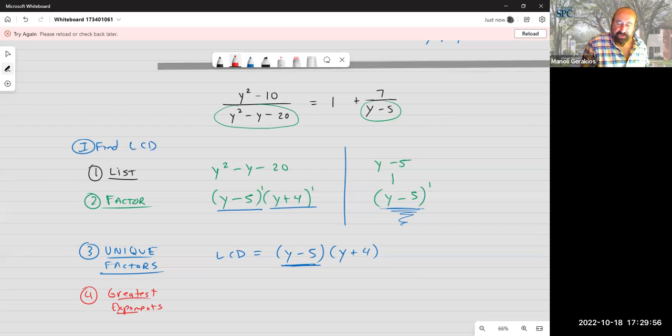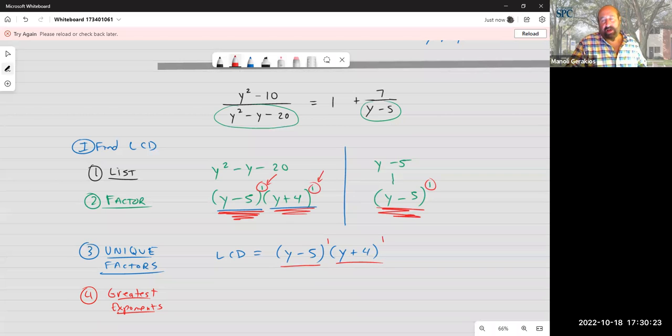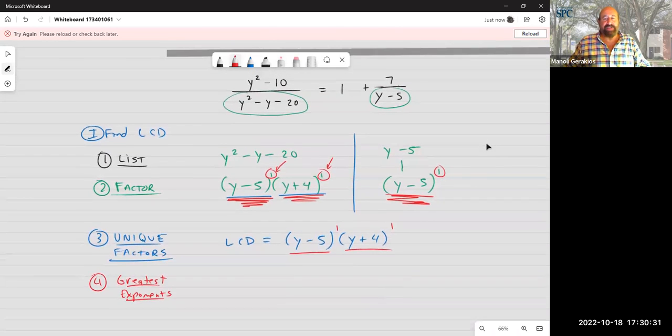But here's a shortcut. All we ever saw were ones. I never saw any exponent bigger than 1 in this problem. You can automatically throw 1 on everything. But if I held to the process on y minus 5, I see y minus 5 in both denominators, but they're both raised to the first power. It doesn't matter which one I grab it from. Y plus 4 only appears in this one denominator, only to the first power. I just never saw an exponent greater than 1. So you can throw 1s on everything. I'm sure you are probably thinking about that too.